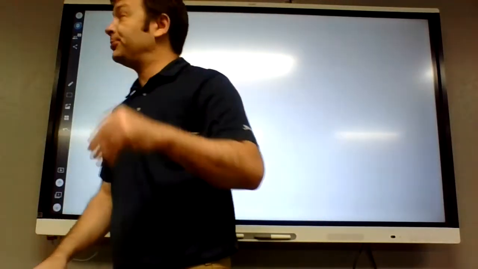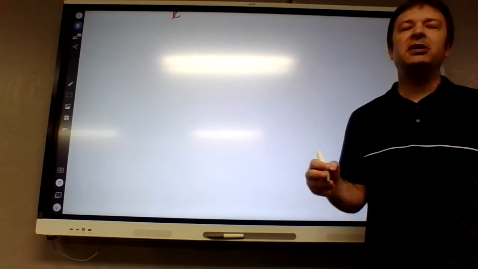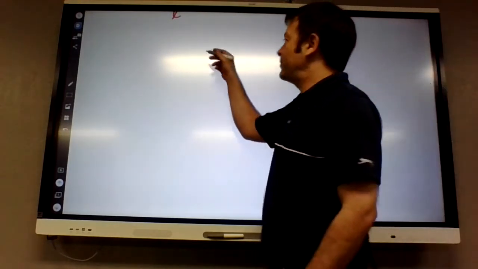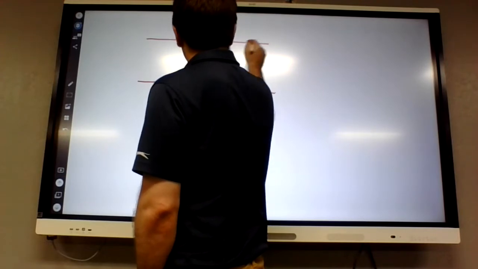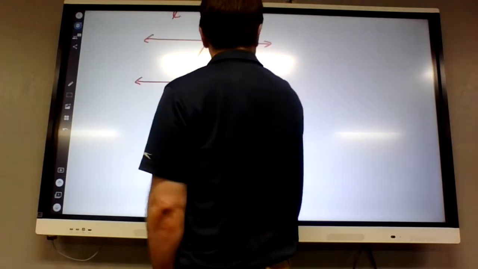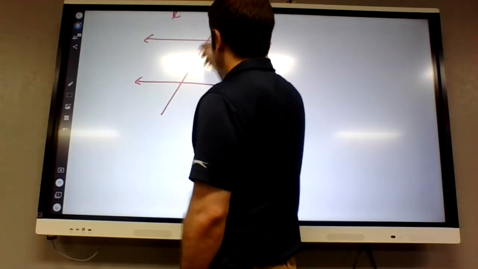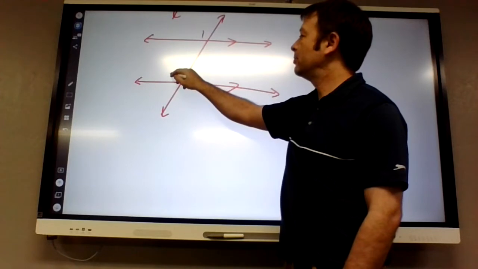Closely tied to what we were doing the past 2 days. It's kind of just saying it backwards. So, if the lines are parallel, what are some things that I know? If these two lines are parallel, then what do I know? Angles will equal each other. Which angles?